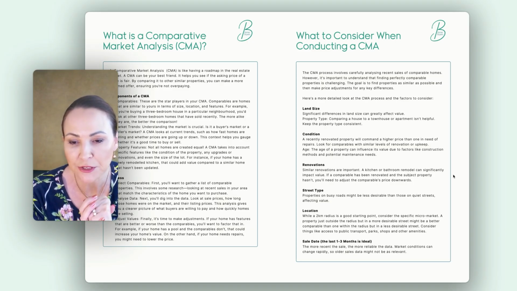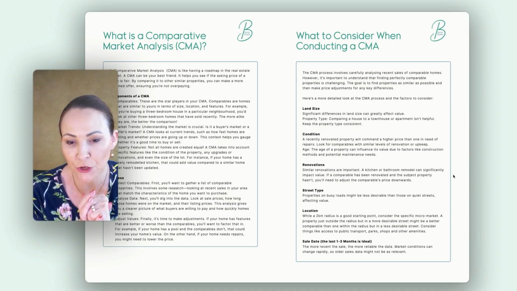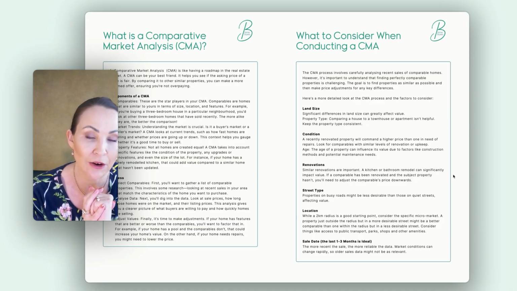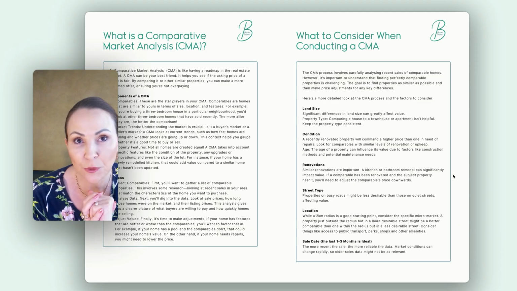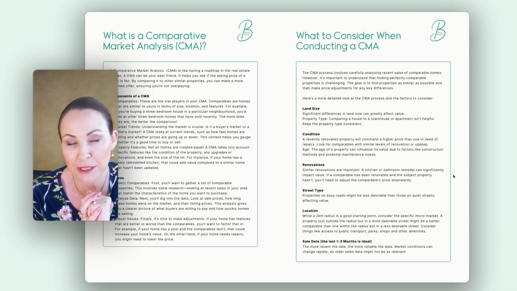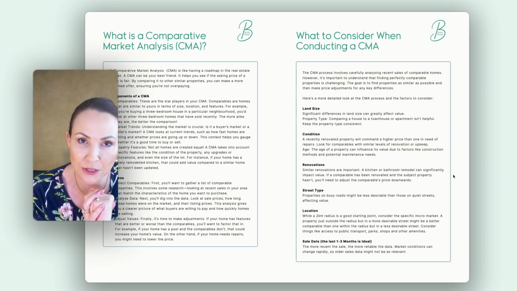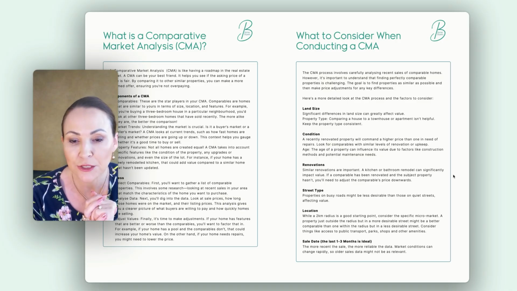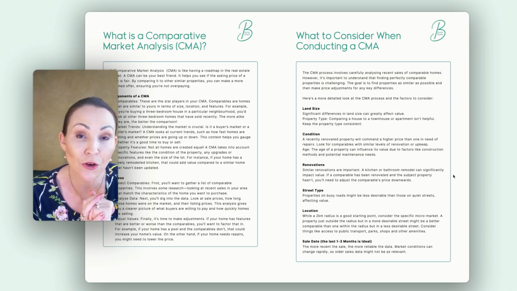So the process is you select your comparables first. You'll want to gather a list of comparable properties. This involves some research, looking at recent sales in your area that match the characteristics of the home you want to purchase, so obviously going to realestate.com.au and having a look at recent sales. Then you analyse that data. Next, you'll dig into the data and look at the sale prices, how long those homes were on the market, and their listing prices.